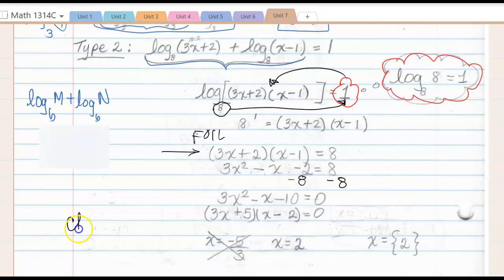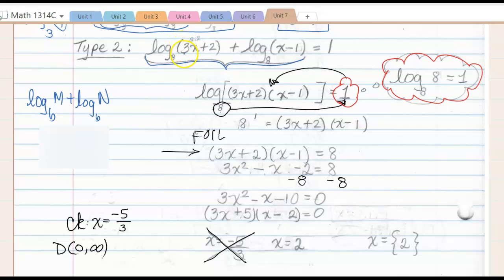Now we need to check. If we're going to check x is equal to negative 5/3, notice that if we come up to our original equation, if I put it into the log base 8 of x minus 1, that's going to be log base 8 of negative 5/3 minus 1. It's going to be a negative number. And we know that our domain says you have to be greater than 0. So that's how I know this one will not work. x cannot equal negative 5/3. Let's see what happens if we decide that x is equal to a positive 2.